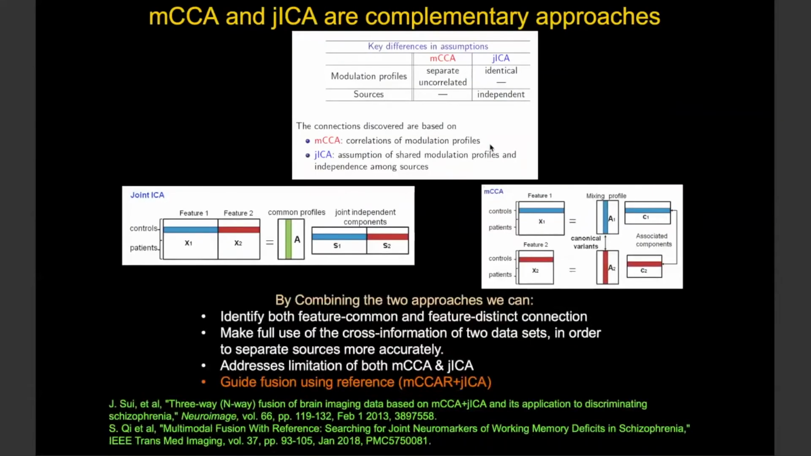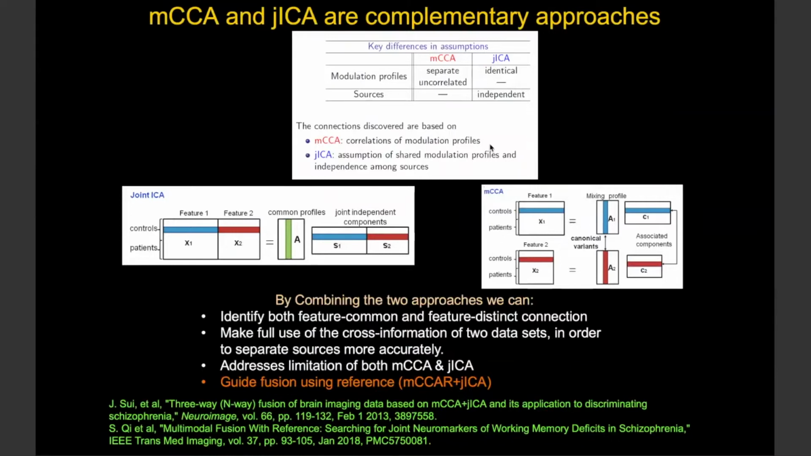And the one I'll talk more about and give some examples of is, and we're not just trying to add letters to acronyms and make things longer and longer. We probably need to compress our acronyms, I guess. But multi-set canonical correlation analysis plus joint ICA, okay? We're going to add an R in there too for reference in a minute. But essentially, we're combining those two approaches together because they have complementary strengths and complementary limitations.